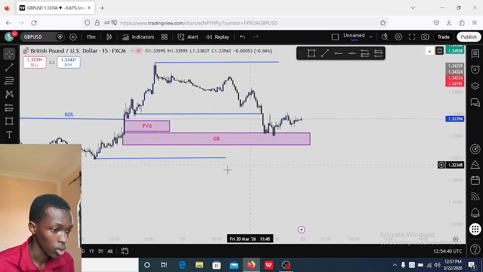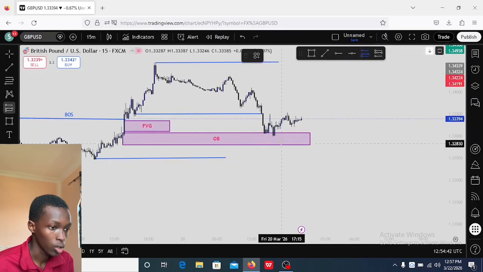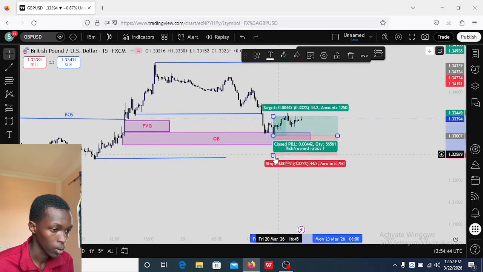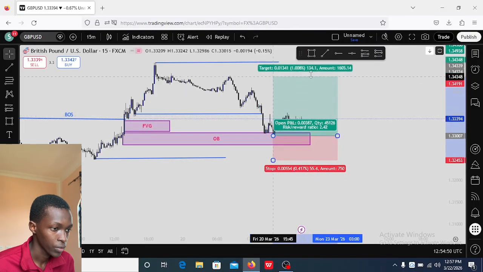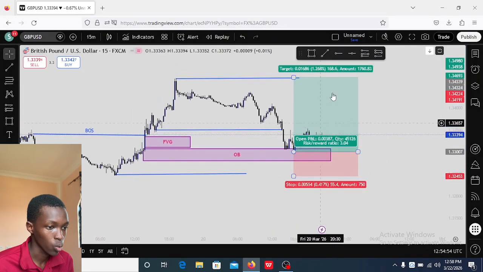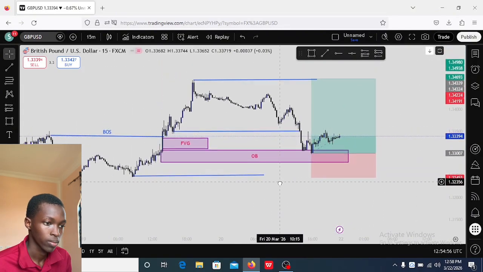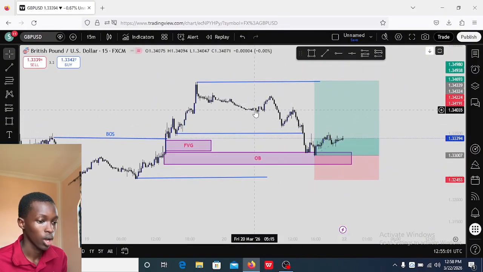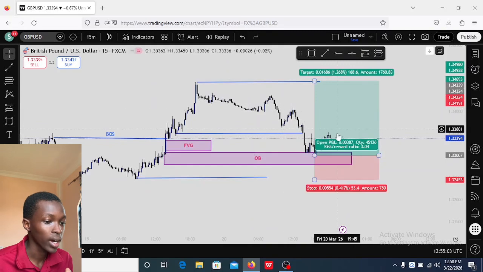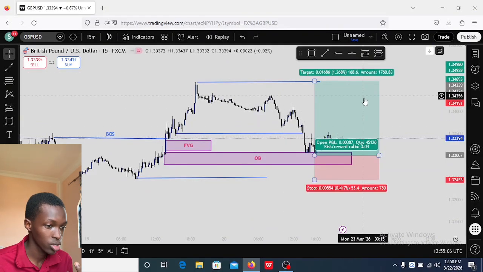So right now I would have just gone for a long here and put my stop loss at the recent low, then target the other high. So this is 1:3 value. That's basically what I would have done, and when the market opens, this trade is going to play out.